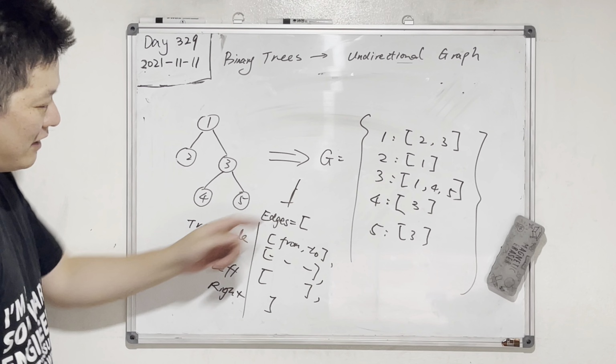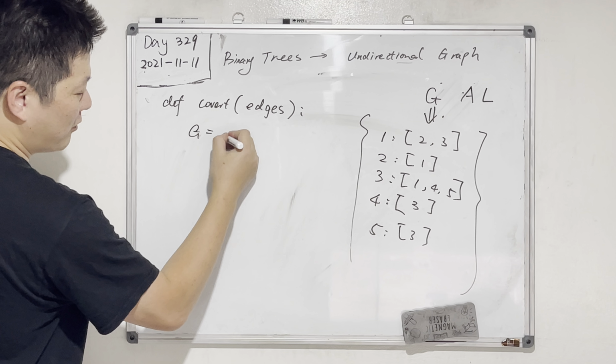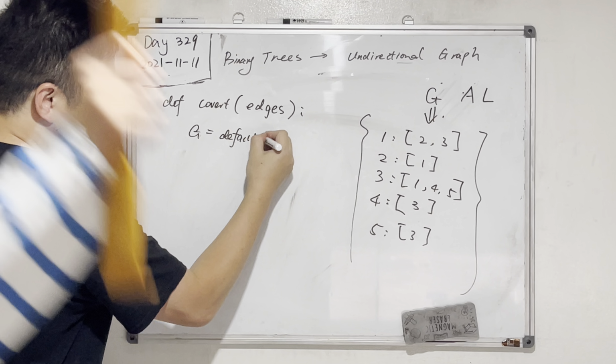So, okay, let's write this. Define, let's say, convert a tree. If the tree is given edges, okay, let's write this version. First of all, we need to define this. G equals what? Default dictionary. Because by default it is a dictionary. And then the default value, what type of value is this? List. Yeah, so I put a list. If it's an integer, we put int. If it's a string, we put str. And now we just go through the edges.